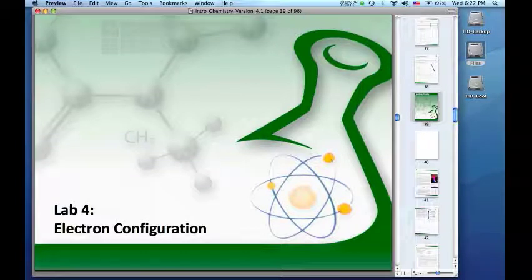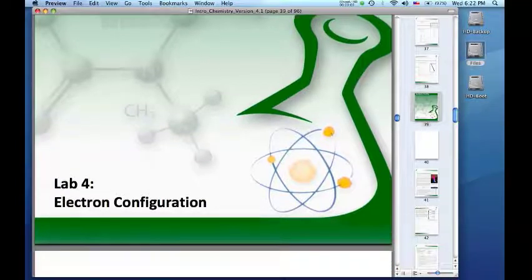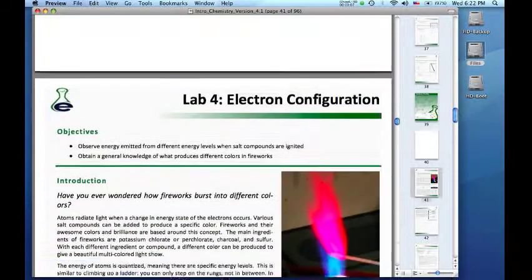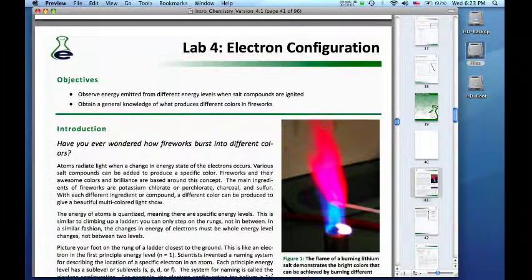Here's our fourth prelab dealing with electronic configuration and fireworks. I like fireworks, and if you see enough fireworks, you notice that you see the same colors over and over again. And we're gonna do a flame test, and I want to see how well you guys do.